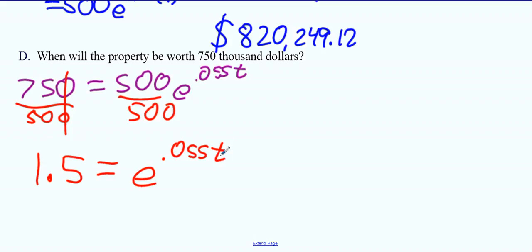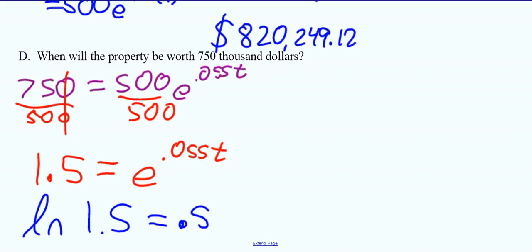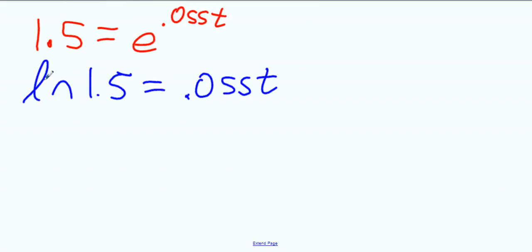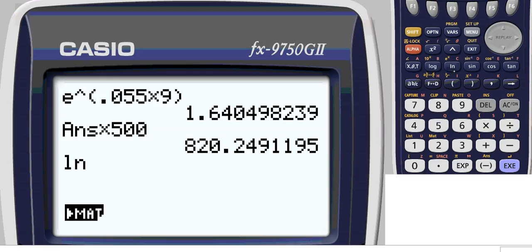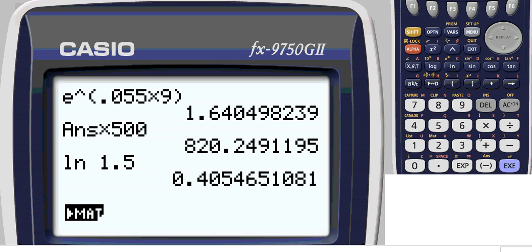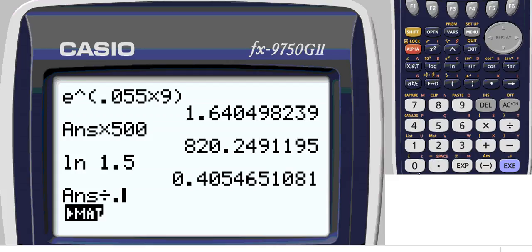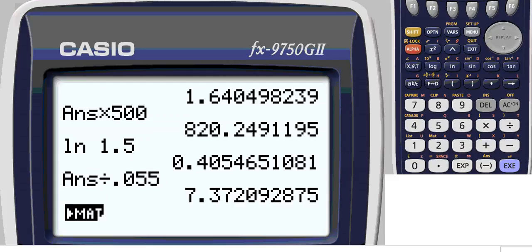Then since the variable's up in the exponent, we're going to log both sides. So change this to a log. We get natural log, because it was base e, of 1.5 equals, now the e cancels out because logs equal the exponent. So now in our calculator, we're going to type in natural log of 1.5 and divide by 0.055 to get t by itself. Natural log 1.5 and divide by 0.055. We get 7.37.